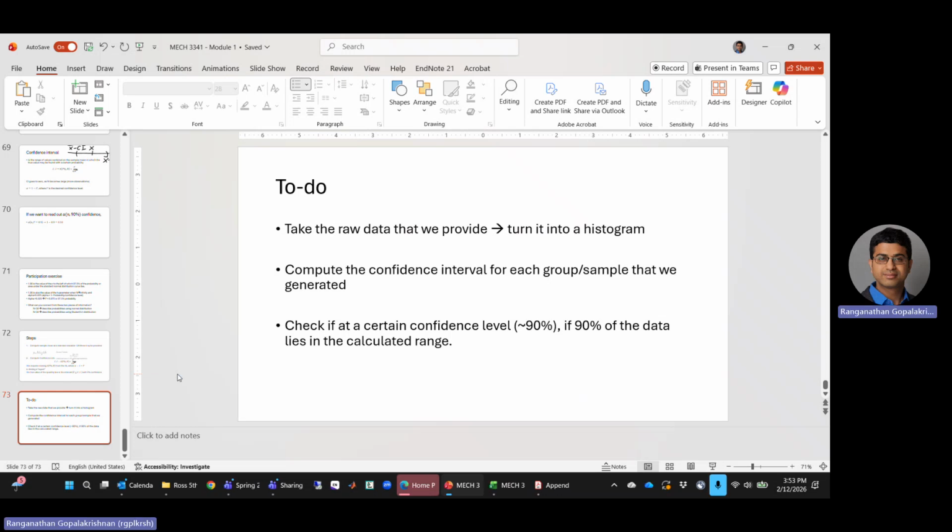Yes. You can choose 90 or 95. What you have to verify is, if you choose 90%, does 90% of the data actually fall in that range? That you are going to check. The original data of all the height values will be provided to everyone. I'll upload that. Yeah, you had a question.